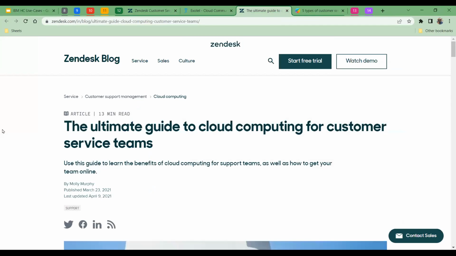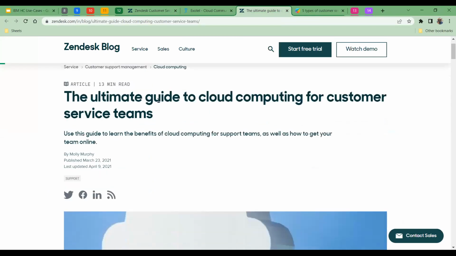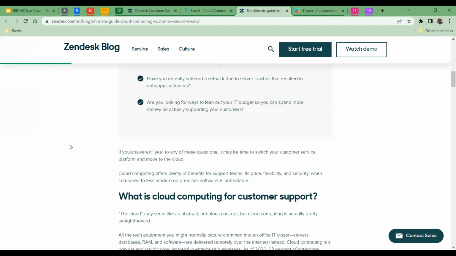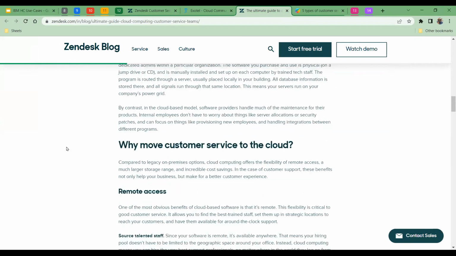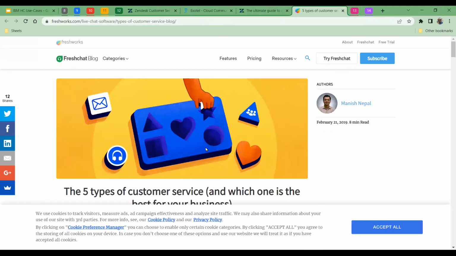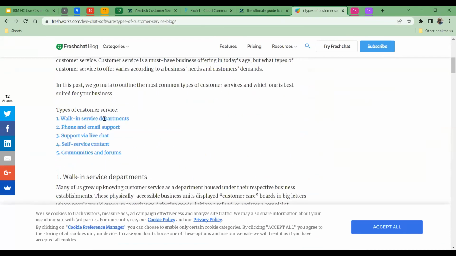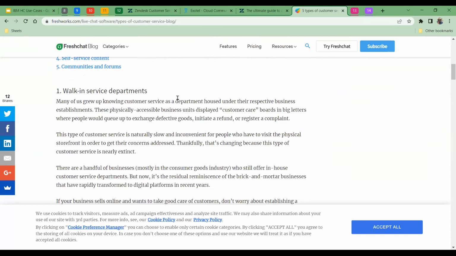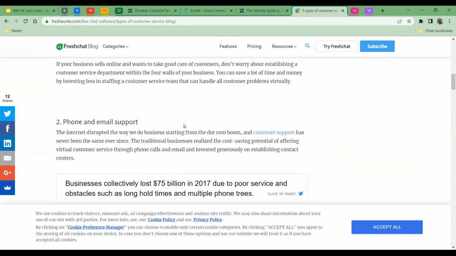The company we have discussed, they have discussed more about the ultimate guide to cloud computing for customer care services. They have created a cloud computing based customer support and are offering it to people. In this paper, they have discussed in depth how many types of customers there are, how many types of services we have to provide, and what the different types of services are.